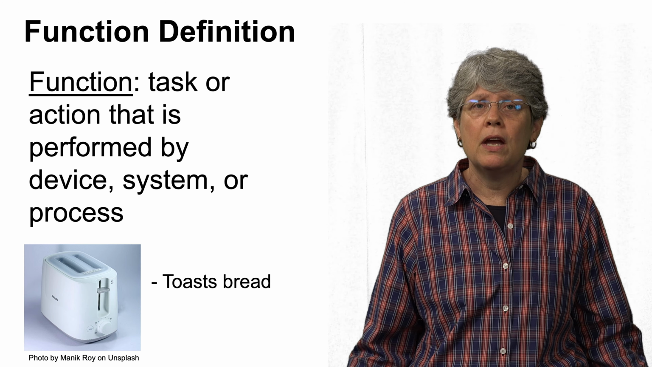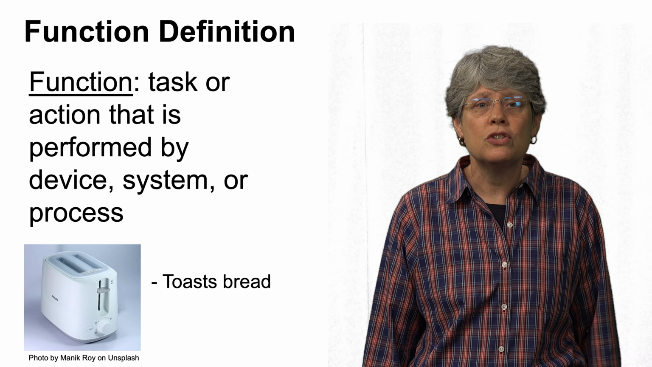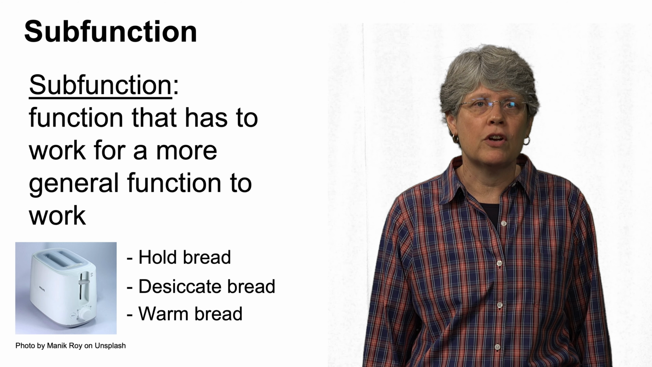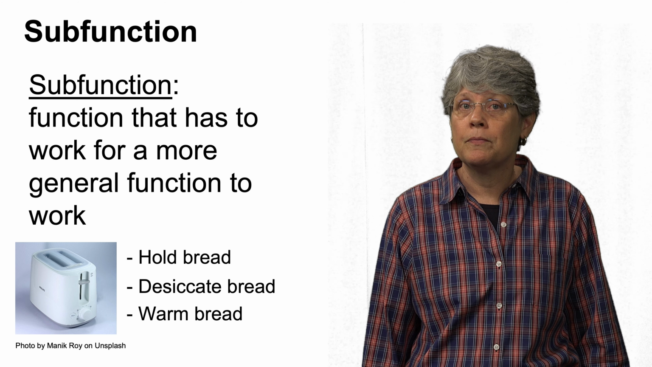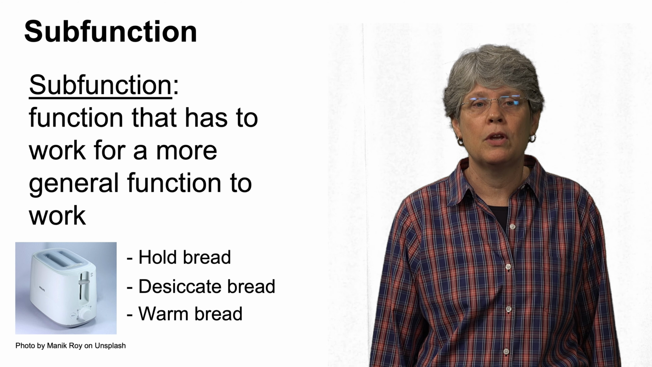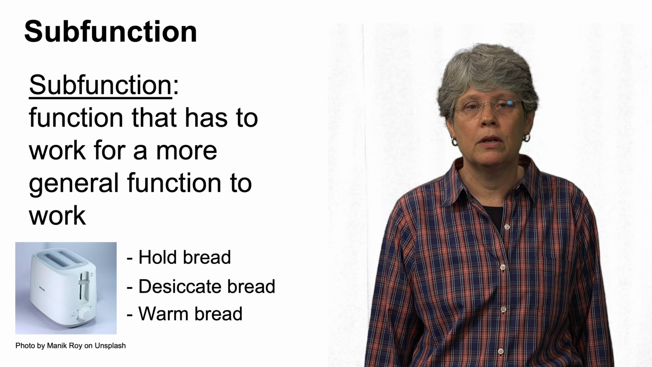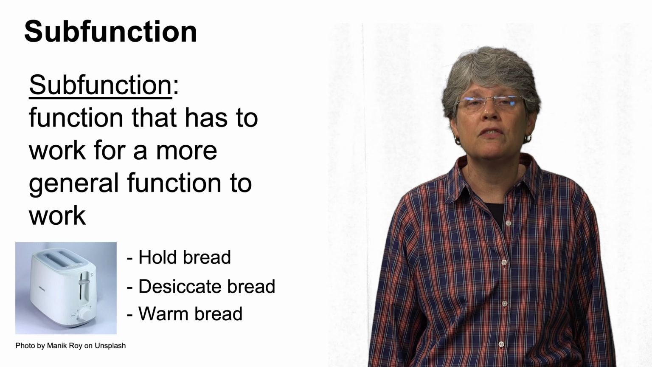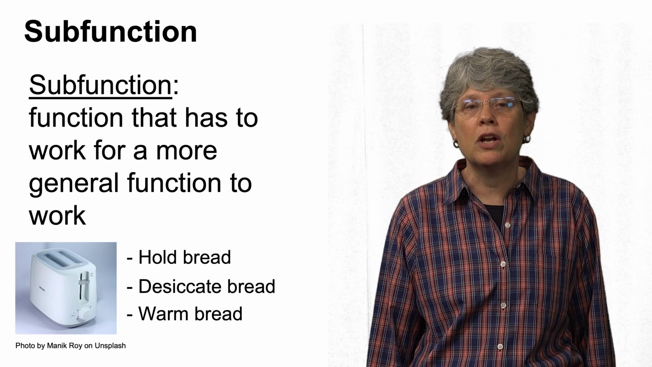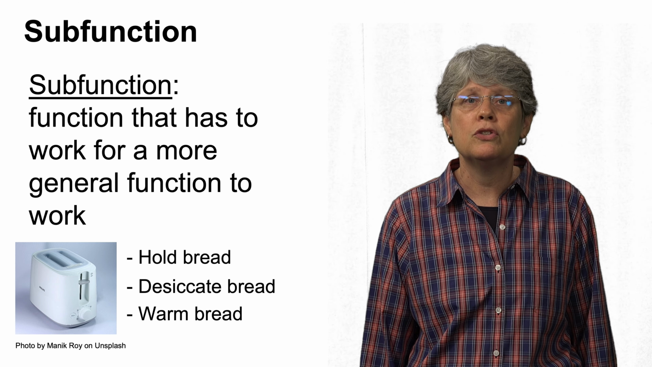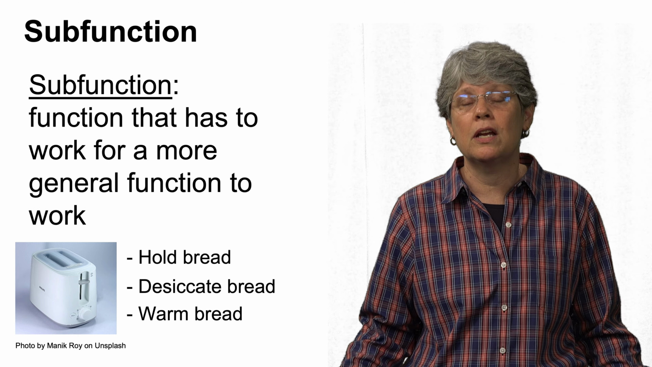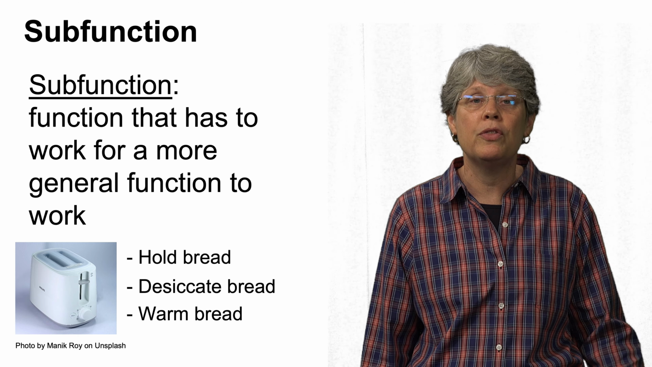So I ask, what is the main function of a toaster? It's to toast bread. Now, if you think about breaking these functions up into subfunctions, you might list a few more things. You might list that it holds the bread, or it desiccates the bread, or it warms the bread. So these are subfunctions. And a subfunction is a function that has to work for a more general function to work. So in order to toast the bread, a toaster has to desiccate the bread, it has to warm the bread, it has to hold the bread in place.